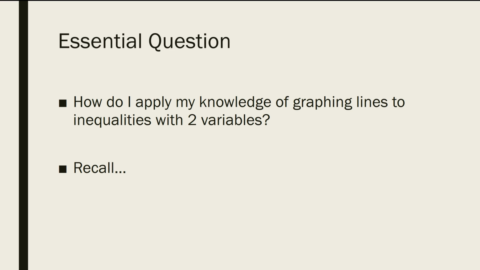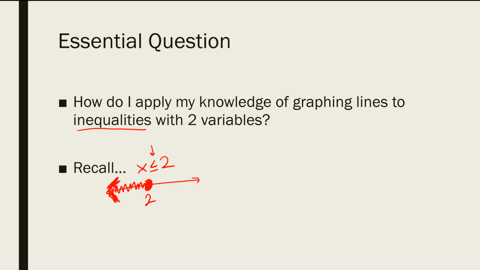Let's get into it. The essential question is, how do I apply my knowledge of graphing lines to inequalities with two variables? I want you to recall something real quick, that an inequality is something like this. Previously, we had been doing it with one variable, and so I would know to graph this on a number line, and I would shade to the left. And the reason I'm using an open dot is because x cannot equal 2.